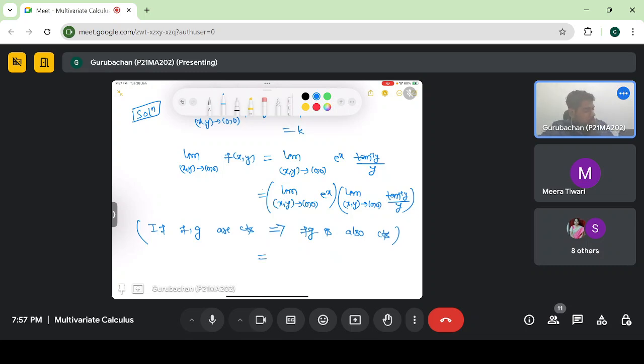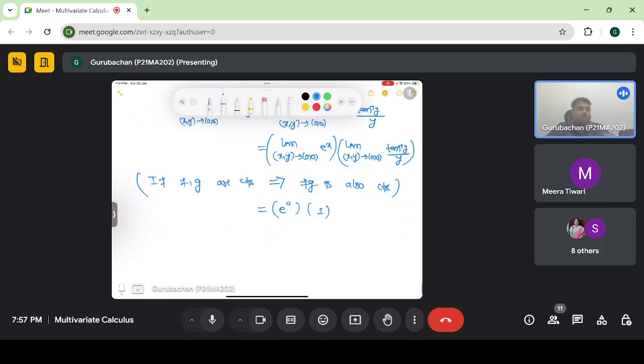So it will come out to be e to the power 0. Why? Because e to the power x is a continuous function. And the other part is, what is the limiting value of tan inverse y by y? 1. And what argument can you give on this behalf? Sir, by expansion of tan inverse y. Okay, that is a good answer.